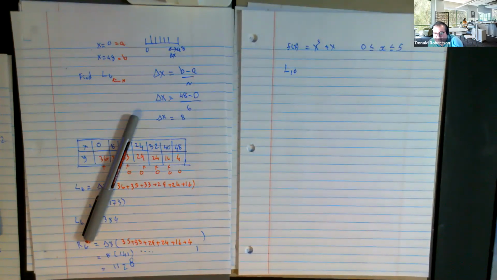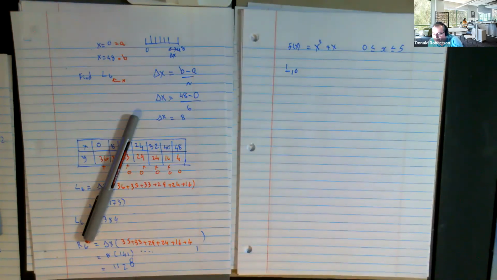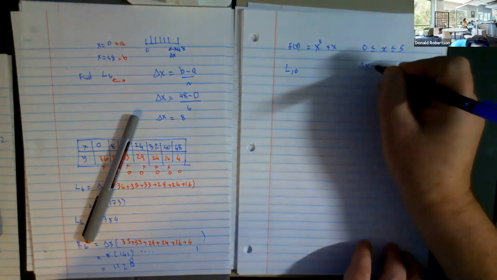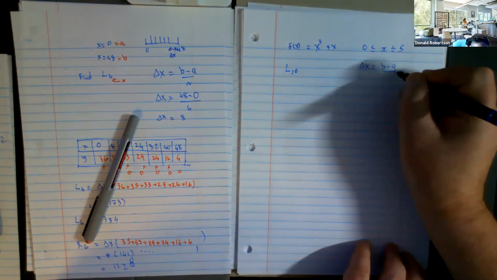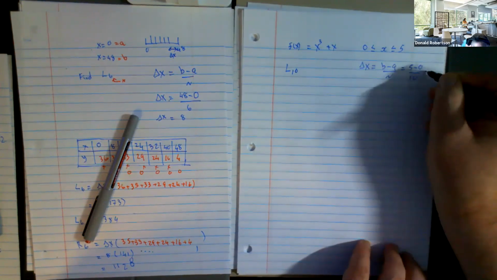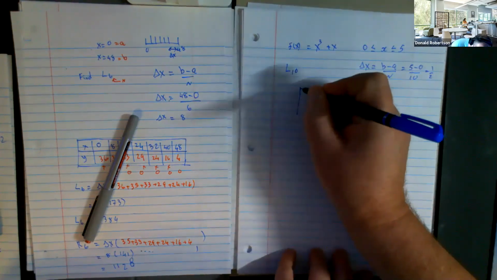You're being asked to find L10 of this function between 0 and 5. First thing you would do is calculate delta x. That would allow us to set up our table.